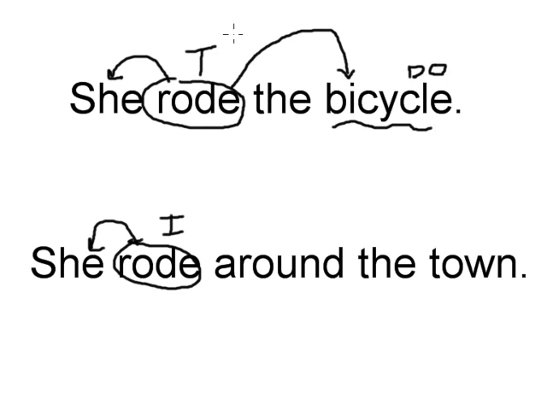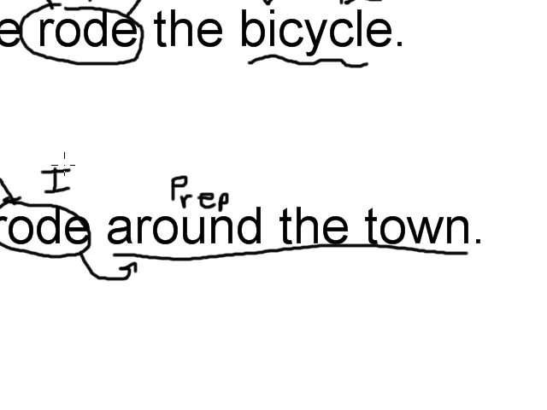Okay? Transitive verbs have direct objects. Intransitive verbs do not have direct objects. This doesn't answer the question rode what? Rode who? But it does answer where she was riding. This word here is a preposition. Okay? Verb followed by a preposition makes this intransitive. And intransitive verbs do not have an object.